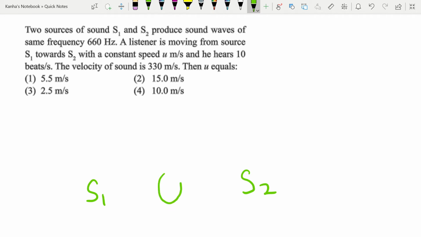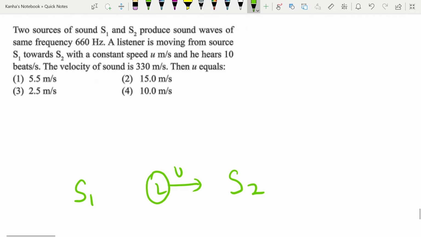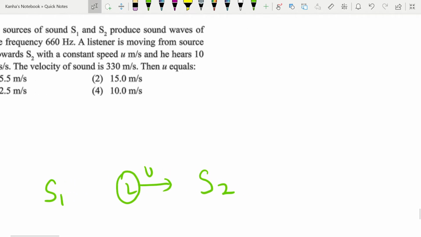So let this be my listener, and it is moving towards S2 with u meter per second. He hears 10 beats per second. Okay, so the velocity of sound is 330. Then what is the velocity of the listener? First of all, let me use the Doppler effect to see what is the frequency coming from source 1.